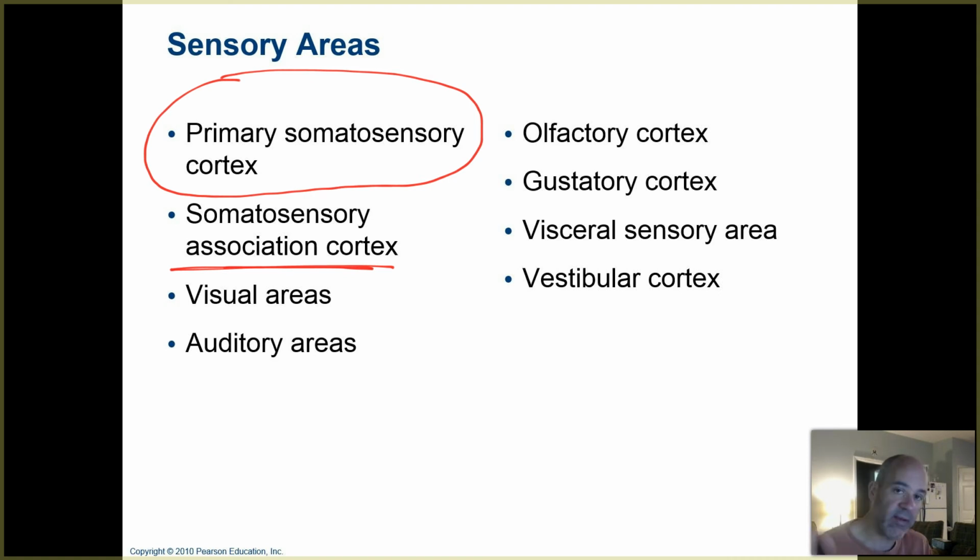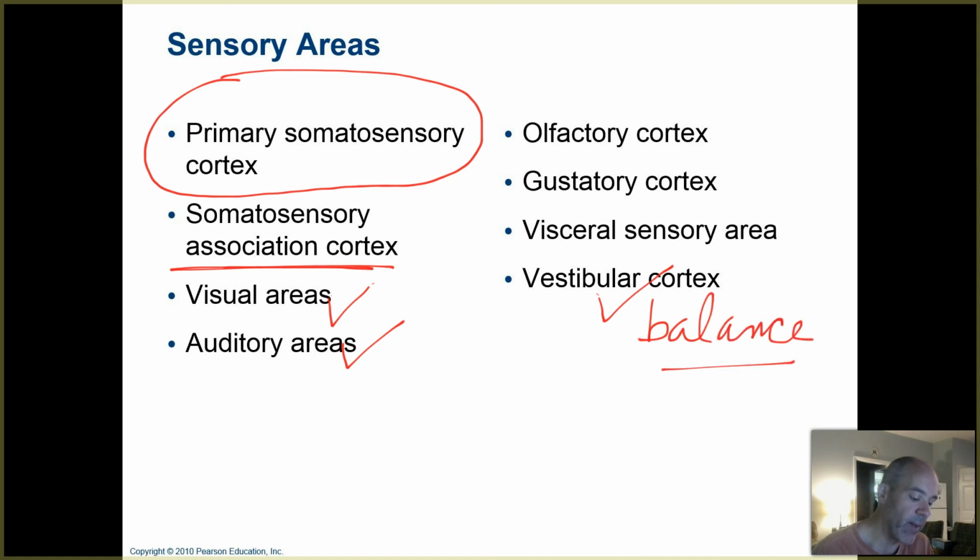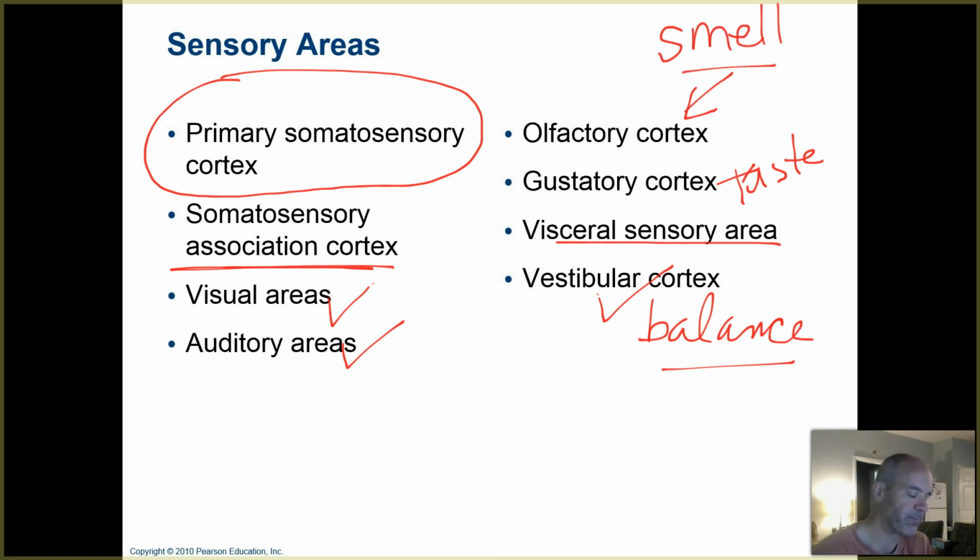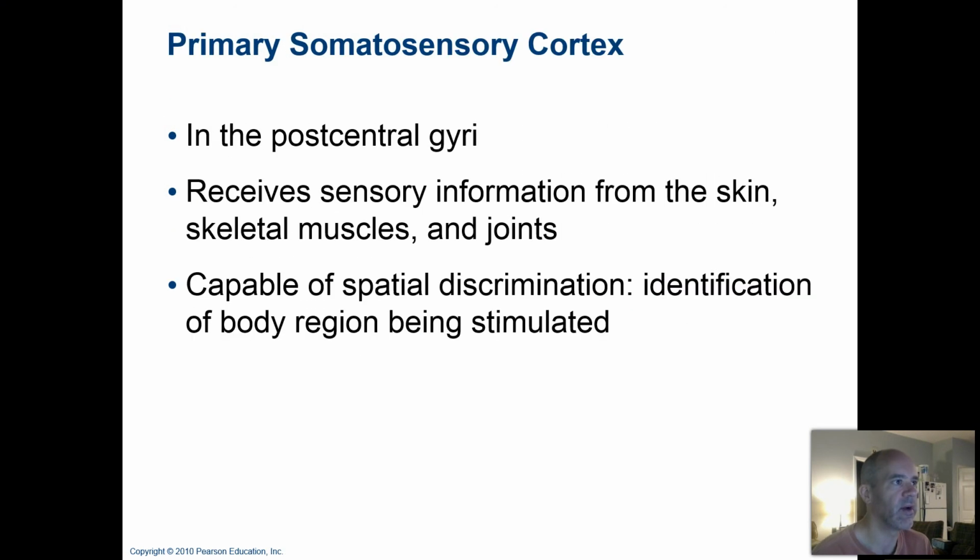Then there are specific sensory areas that are devoted to vision and sounds. Your vestibular cortex is devoted to your sense of balance, your position, and so forth. Visceral sensory area, senses coming from the viscera, internal organs. Gustatory is taste, and olfactory refers to smell, your sense of smell. So there are different areas of the brain that are devoted to those different functions.